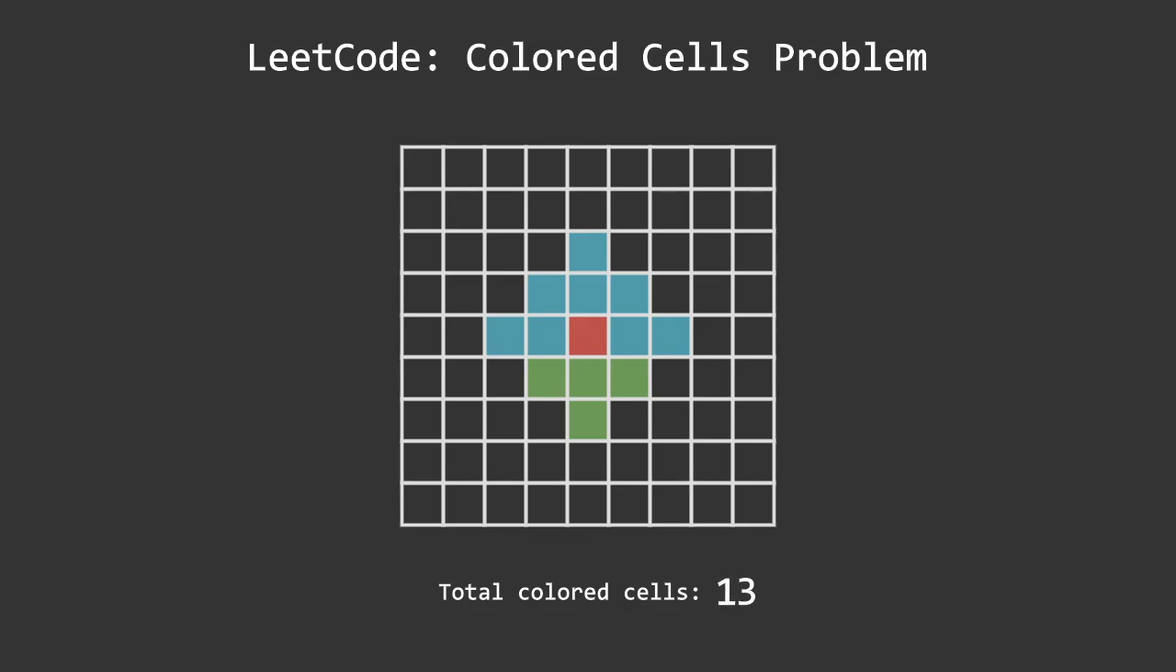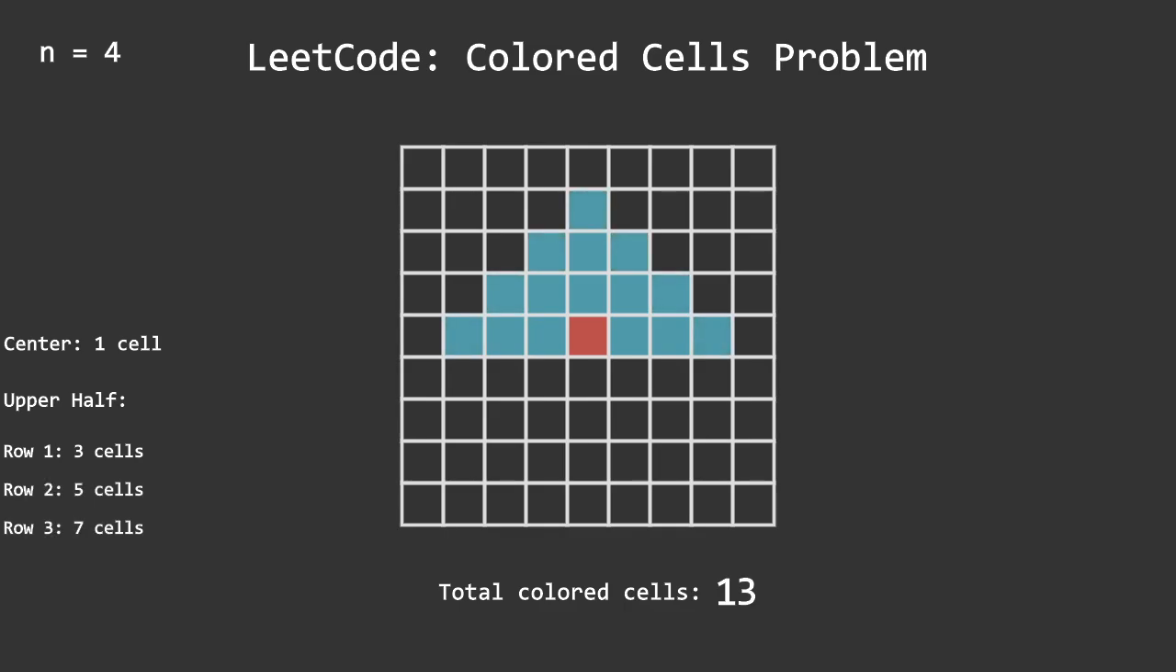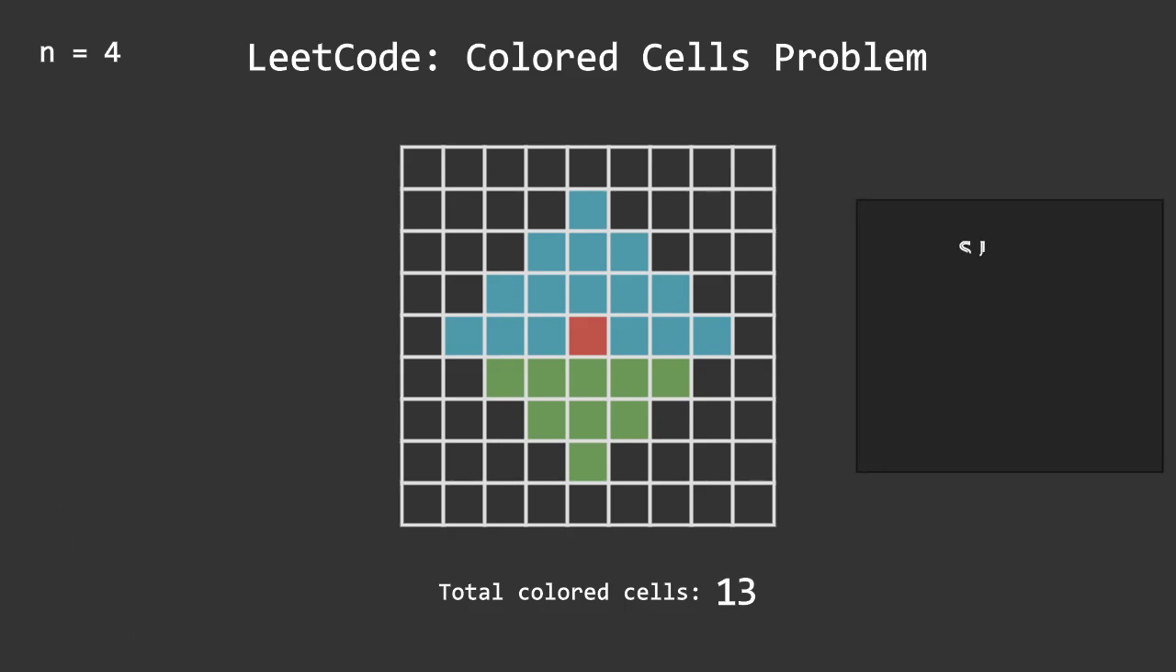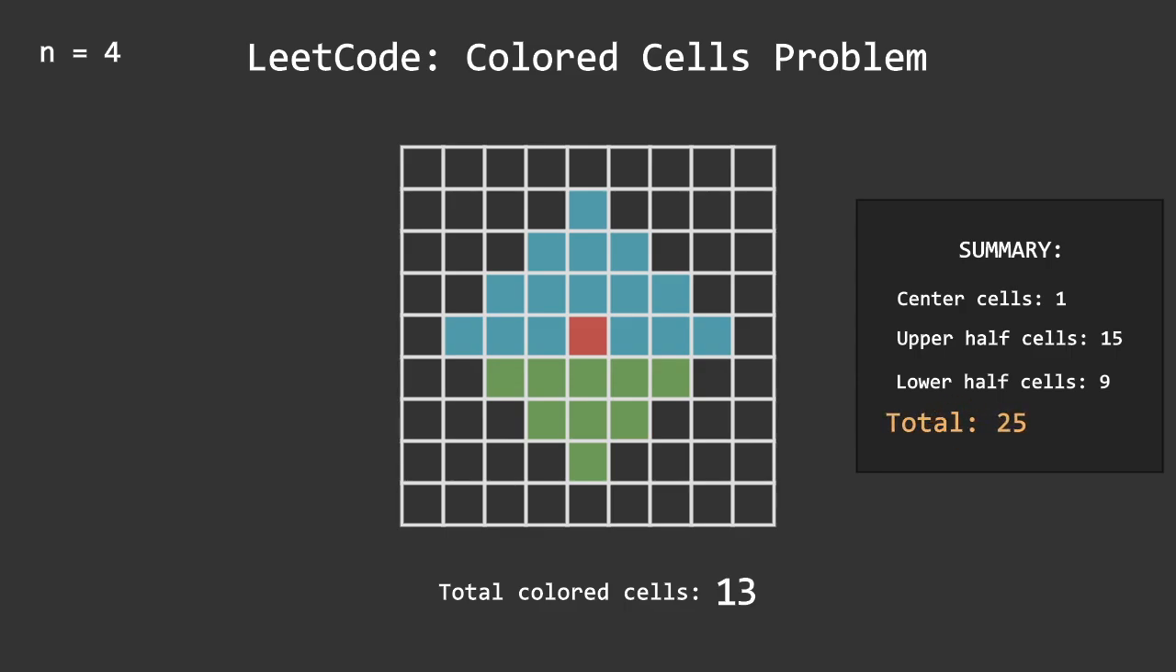Let's see what will happen for the iteration n equal to 4. So n equal to 4 will start with the center, and the upper half cells will be row 1 containing 3 cells, row 2 containing 5 cells, and row 3 containing 7 cells. The pattern is 3, 5, and 7. For the lower half, row 1 is 1 cell, row 2 is 3 cells, row 3 is 5 cells. So the eventual pattern is 1, 3, 5. Now, when you write the summary for this, the center cell is 1, the upper half cells are 15, and the lower half cells are 9. So the total sum will be 25.